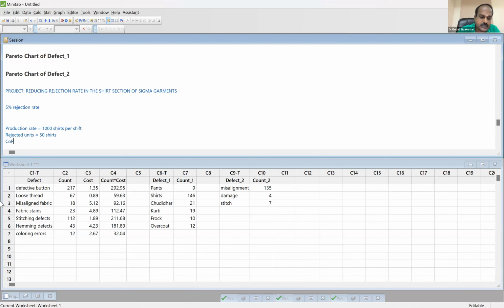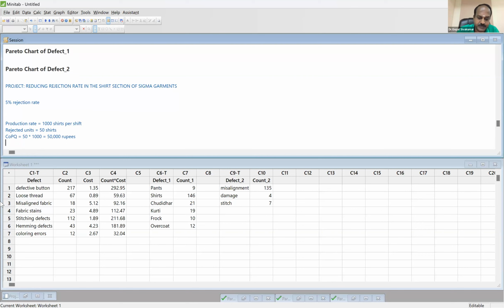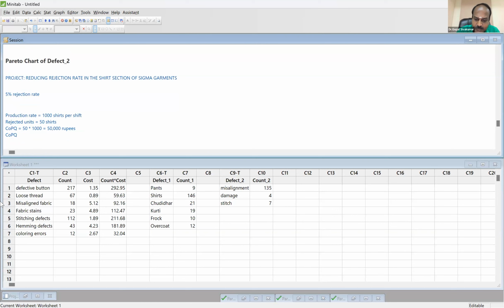Now, the cost of poor quality, 50 shirts. Let us assume the garment is export quality. So what should be the cost of each garment? Shall we assume 1,000 rupees? So 50,000 rupees, the company is losing every single shift. This is the cost of poor quality per shift. Suppose there are 3 shifts happening in a day, so the cost of poor quality per day will be how much? 1.5 lakhs, 1,50,000 is the cost of poor quality per day.